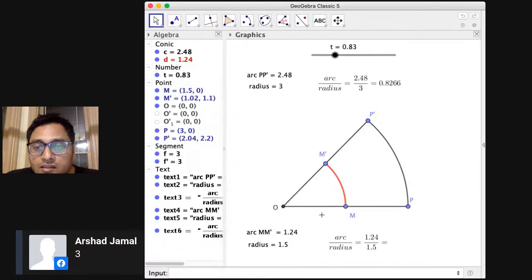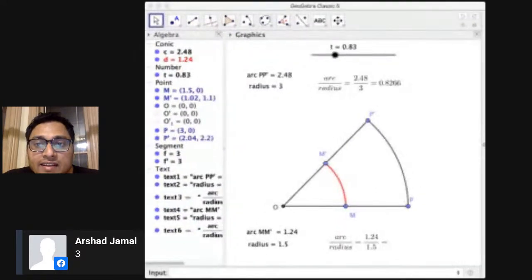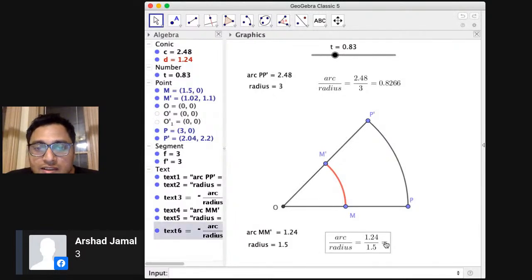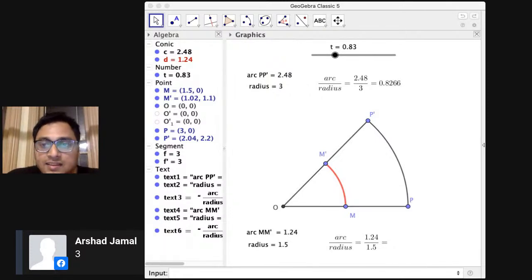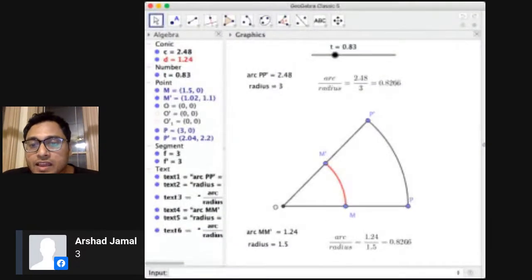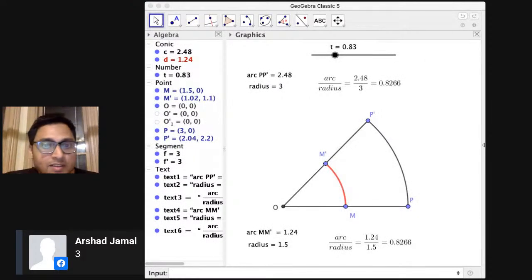Sorry, yes, you get exactly the same thing. You get the exact same value. It's 0.8266, something like that. So approximately 0.83. Right? So exactly the same value, that's what you get.